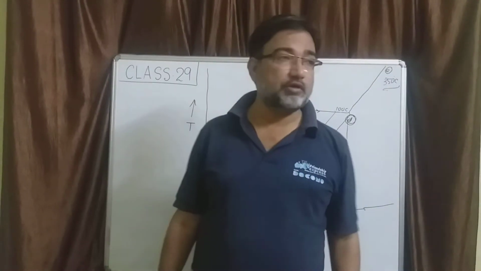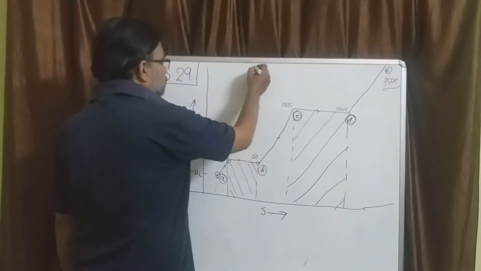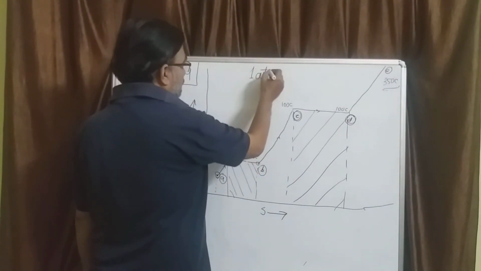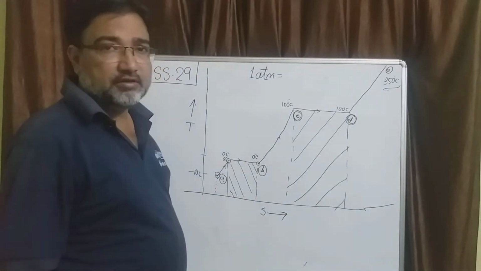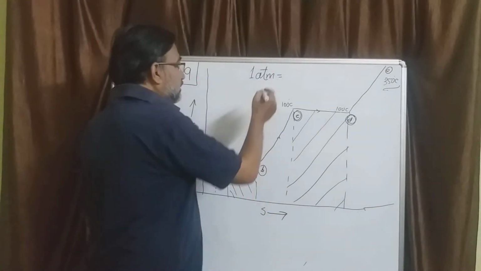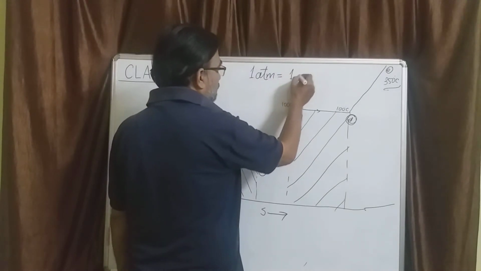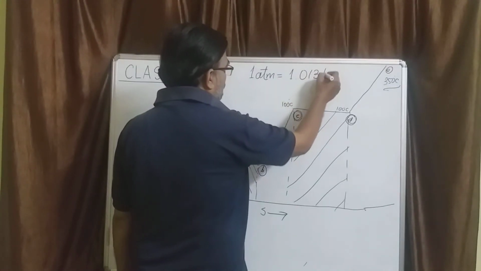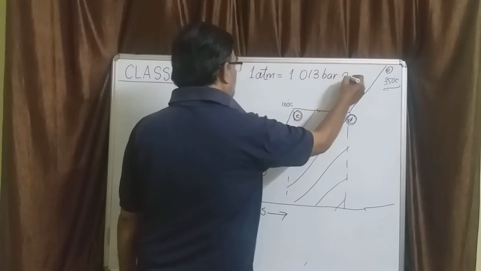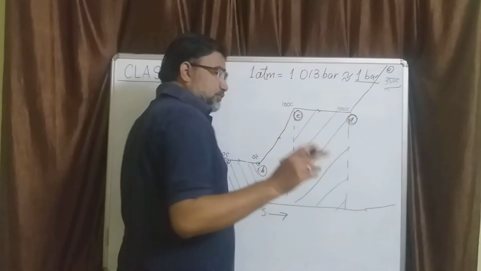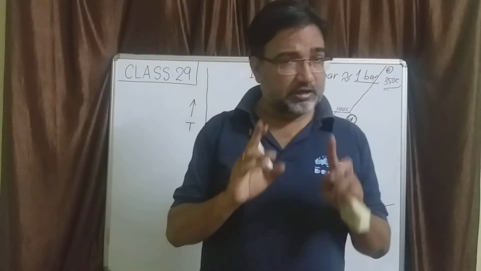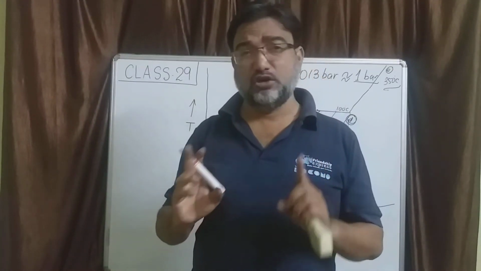And what is 1 atmospheric pressure? You know that it is equal to 76 centimeter of mercury. And what is that? 1 atmosphere is 1.013 bar, or approximately 1 bar. Just take 1 atmospheric pressure as 1 bar, but remember that it is not exactly 1 bar, it is 1.013 bar.